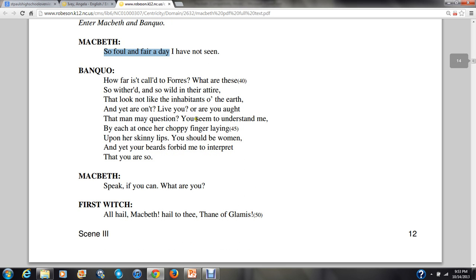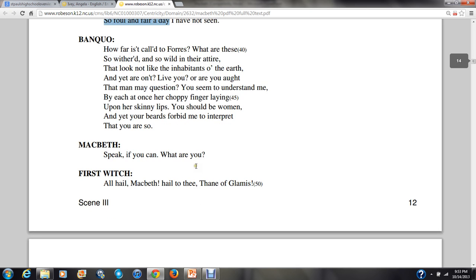They see these witches, and Banquo says, hey, what are you guys doing, basically? You look like you should be women, but you've got beards. So apparently they were really, really ugly. So I want you to take a look at this.